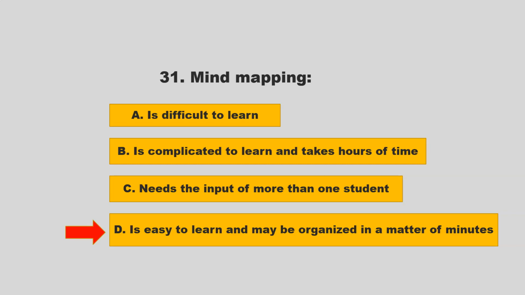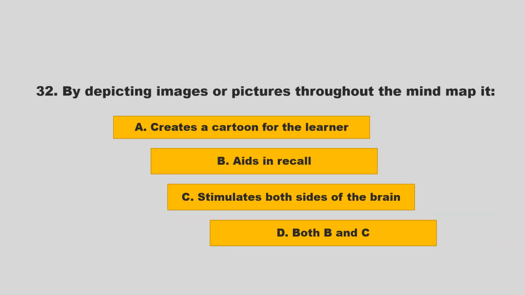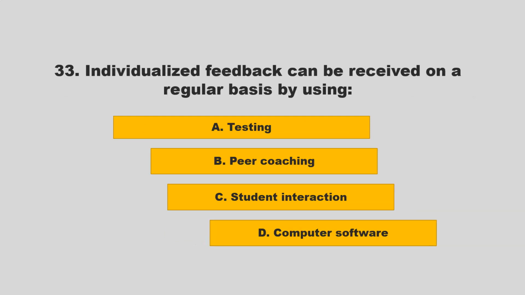If you chose D, is easy to learn and may be organized in a matter of minutes, you are correct. By depicting images or pictures throughout the mind map, it creates a cartoon for the learner, aids in recall, stimulates both sides of the brain, both B and C. If you chose D, both B and C, you are correct.